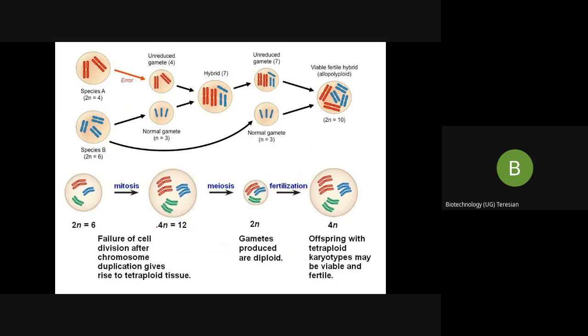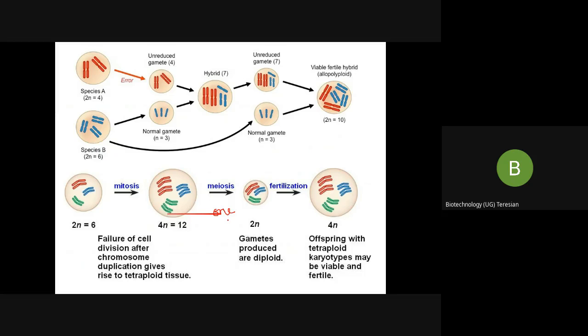For example, you can see in this example, a diploid cell. Your mitosis happens, and suppose there is failure of cell division after chromosome duplication. What happens? It results in tetraploidy. That is, it has just doubled itself because there was some error in the mitosis. So a diploid has become a tetraploid. And when it undergoes meiosis, you again get a diploid gamete, and after fertilization, you end up with a tetraploid. So this is called autopolyploidy. It occurs when an individual has more than two chromosome sets derived from one species. Just remember this, it is only one species here.